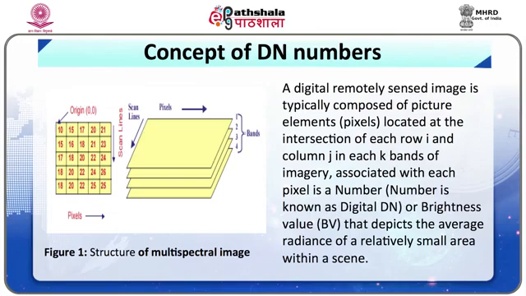Associated with each pixel is a number that is known as digital number or brightness value that depicts the average radiance of a relatively small area within a scene. A smaller number indicates low average radiance from the area, and a high number indicates high radiant properties of the area. Figure 1 shows the structure of the multispectral image.